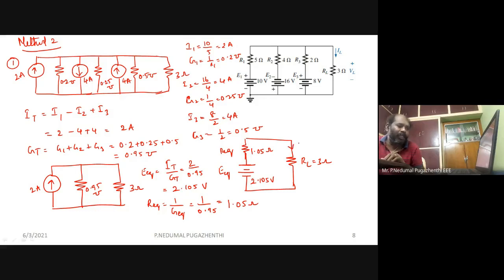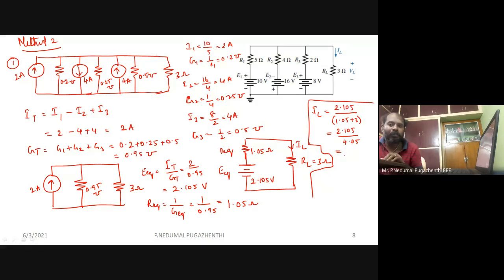Now I am interested in knowing IL. What is the formula for calculating IL? IL is equal to total voltage, 2.105, divided by the total resistance, 1.05 plus 3. What is the value? 2.105 divided by 4.05. Tell me the value, please. Hello, everybody. Use the calculators, tell me. Yes, please, make it fast. Yes, 0.519 amperes.